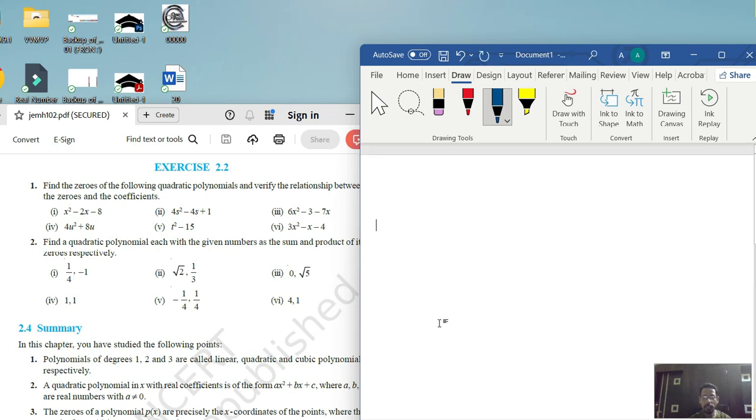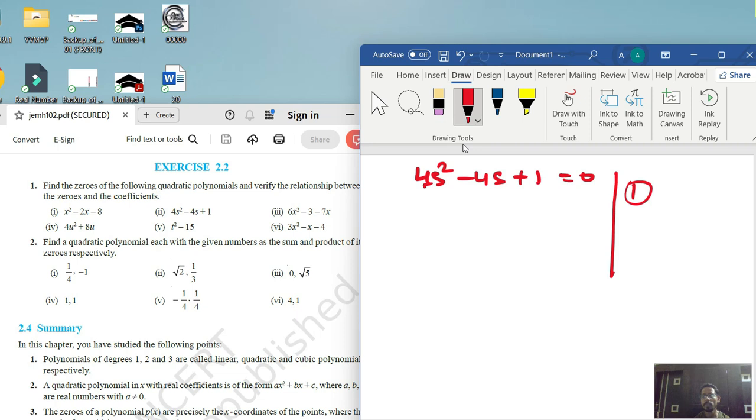Okay, the next question is 4s square minus 4s plus 1, we can say equal to 0. So, firstly, the first process is we have to multiply first and the last. First is 4, last is 1. So, 4 ones are 4.